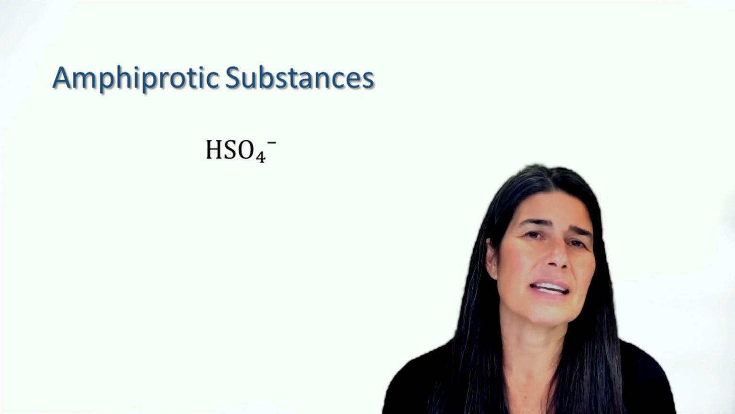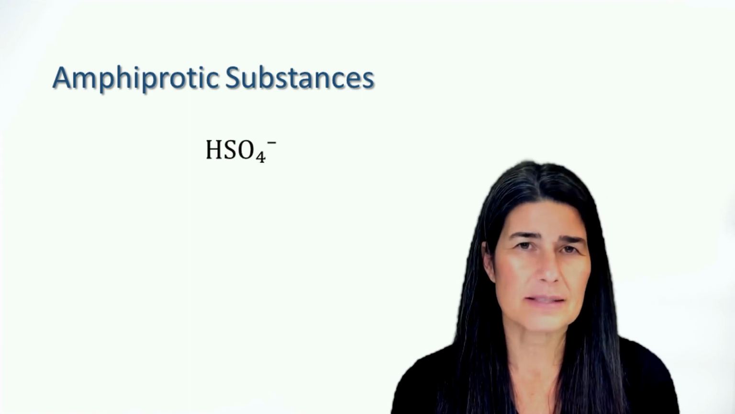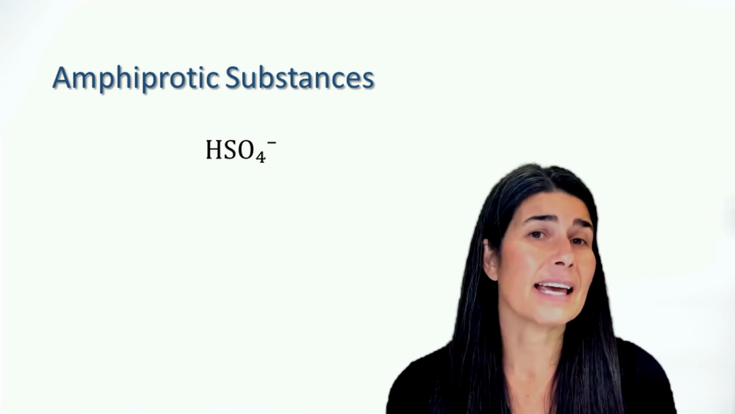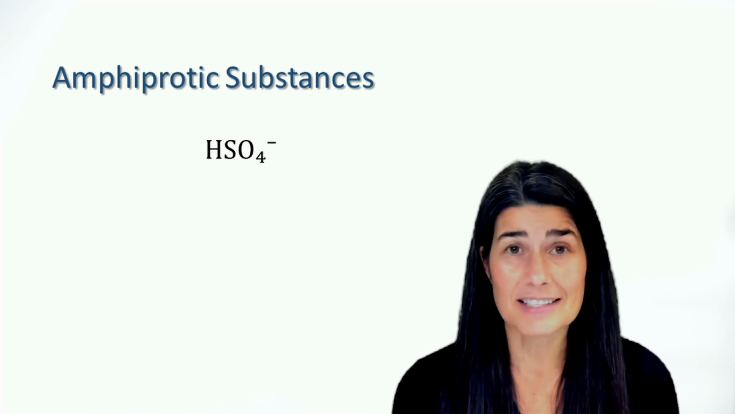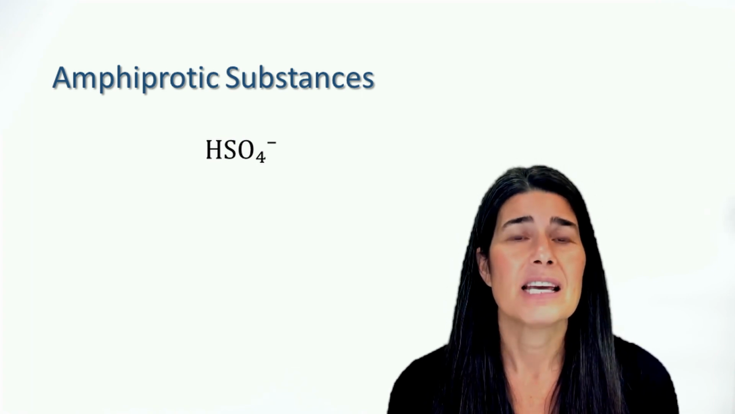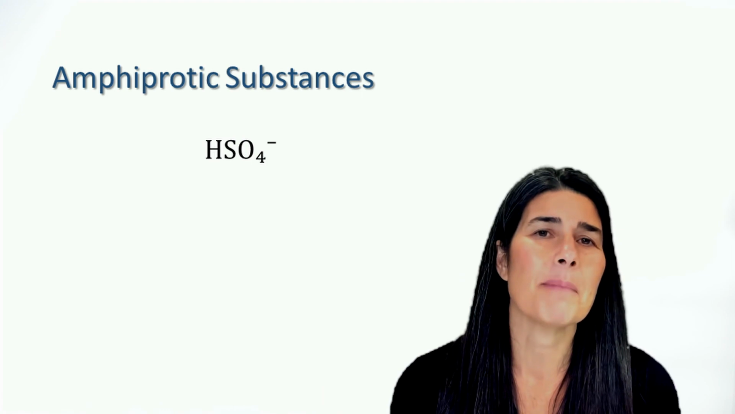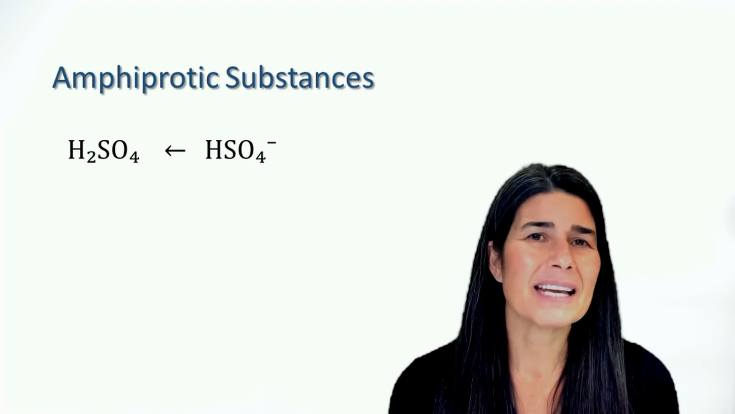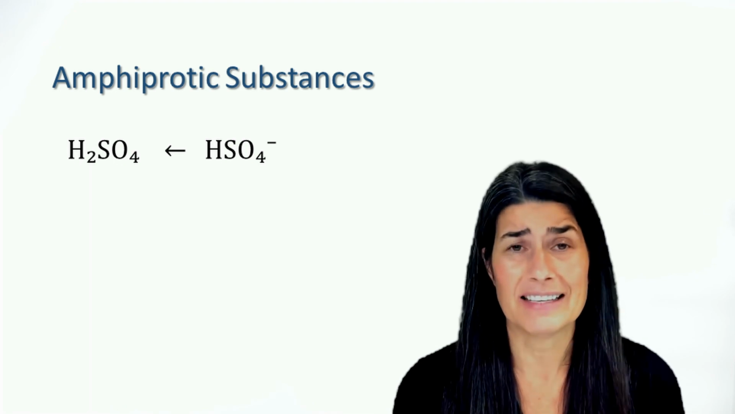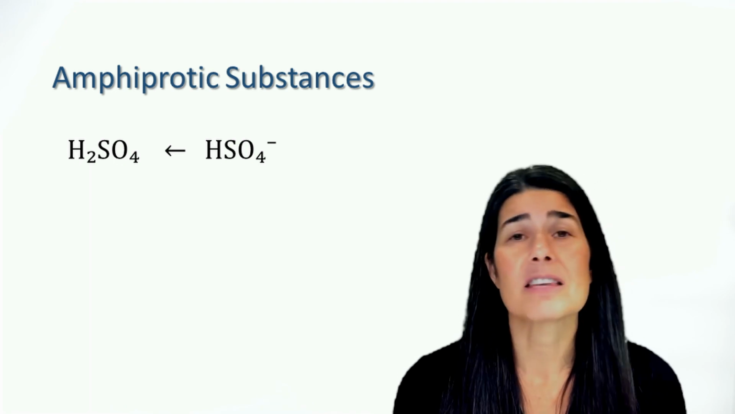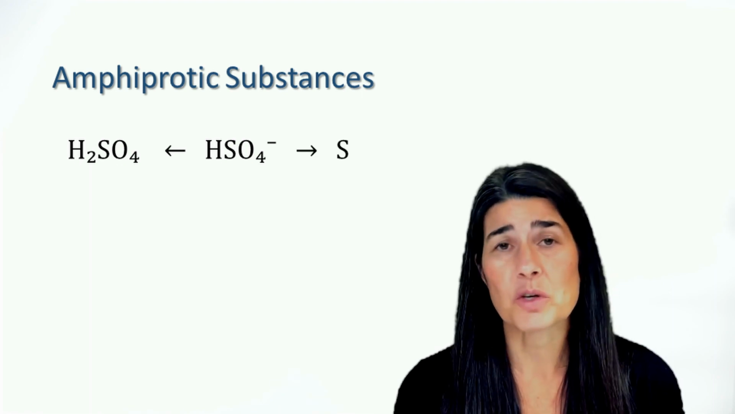HSO4- is an example of an amphiprotic substance. The bisulfate ion can accept an H+. It's a negative thing. It would love to bond to a positive H. If it accepts an H+, it's going to make H2SO4. But HSO4- is actually a pretty good acid. It can donate that H+ to make the sulfate ion, SO4 2-.